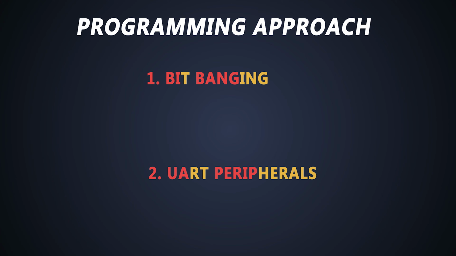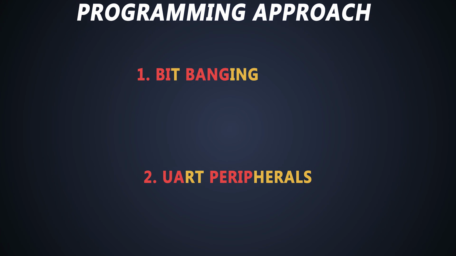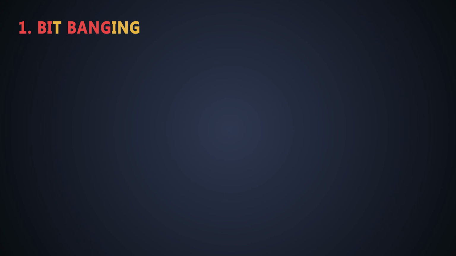Now let's see how the data is being sent and how engineers program it. Well, there are two ways to do so. First is bit banging and second is UART peripherals, which are provided in the microcontrollers. Bit banging method is basic but quite difficult to work on.